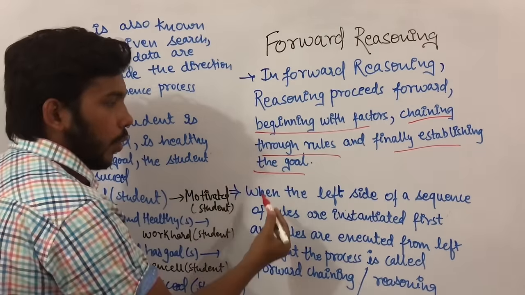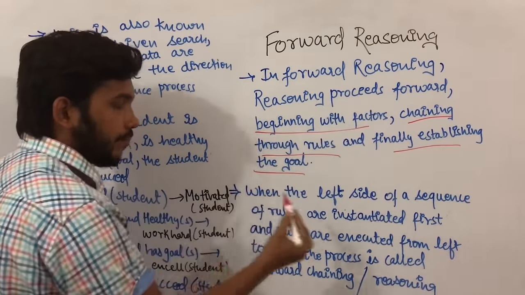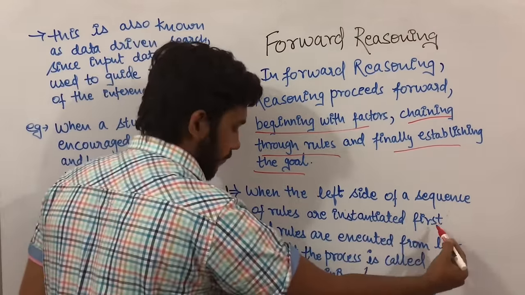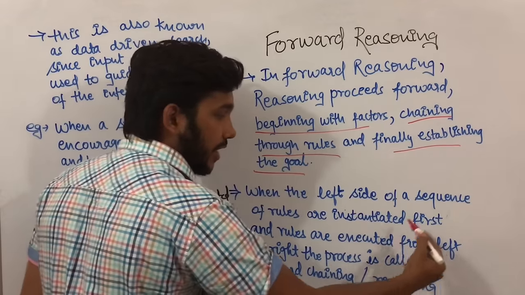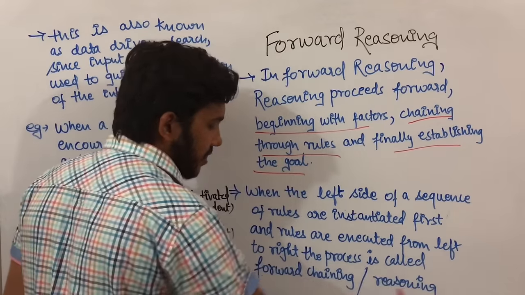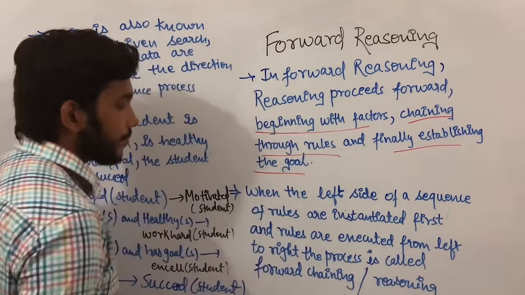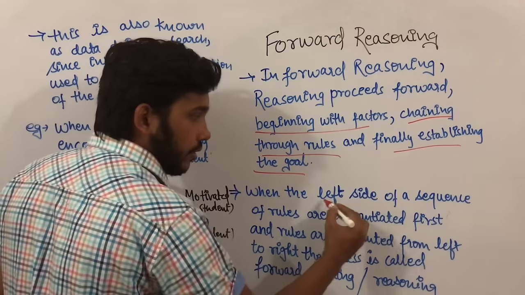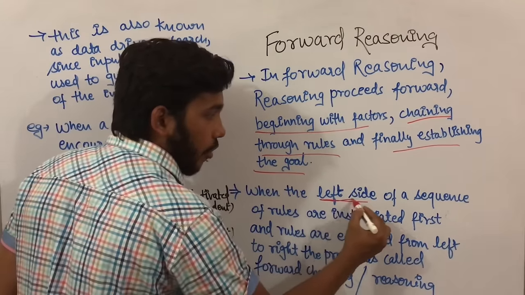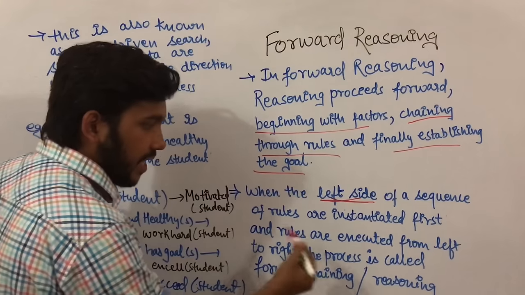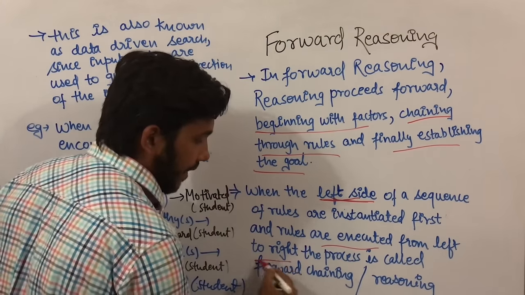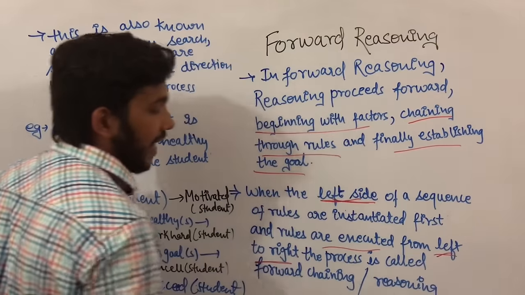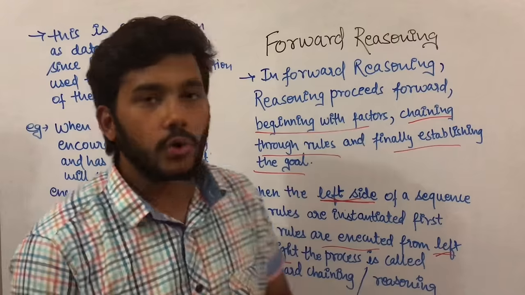Forward reasoning is used when the left side of a sequence of rules is initiated first and the rules are executed from left to right. This process is called forward reasoning. In forward reasoning, execution will begin from left to right.